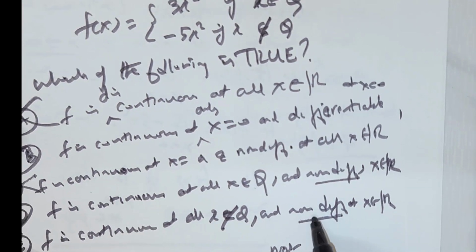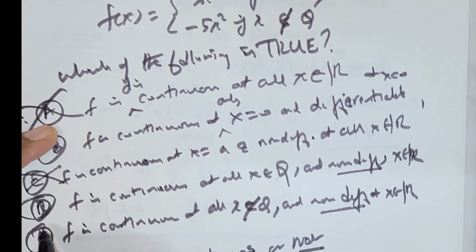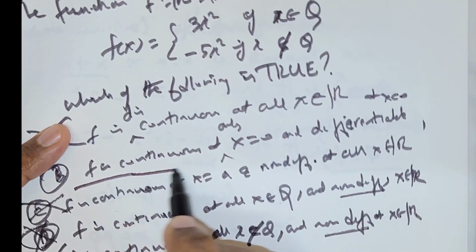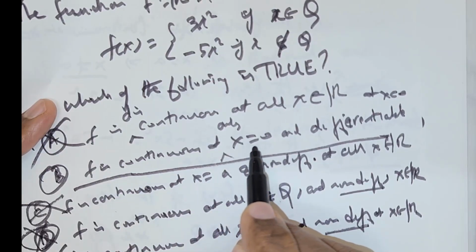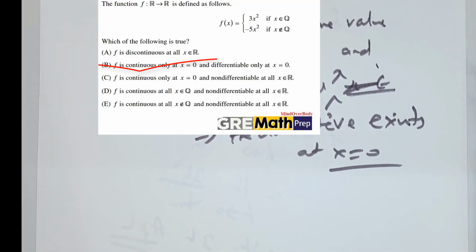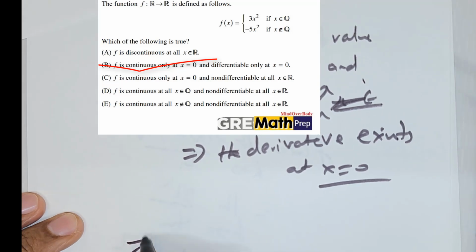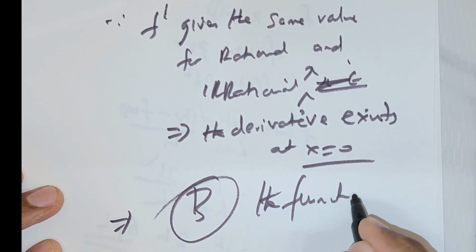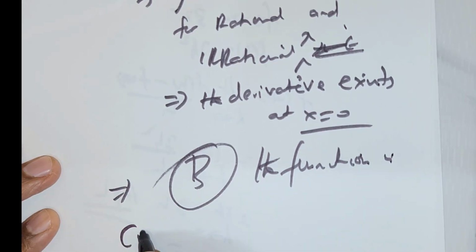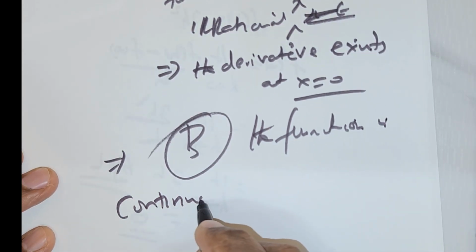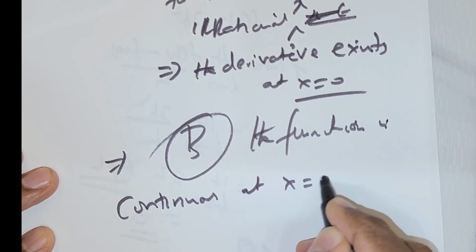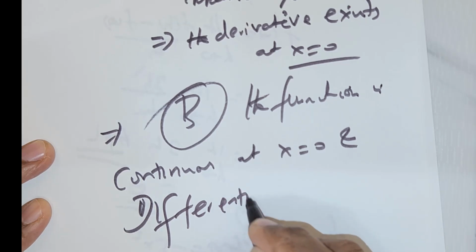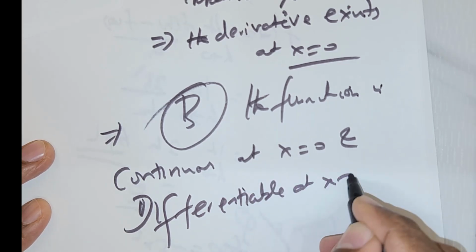See, so non-differentiability is actually a big no. So this one is off, this one is off. The only thing that is remaining here is the function is continuous at x is equal to 0 and differentiable. So this means B is the only choice. The function is continuous at x is equal to 0 and differentiable at x is equal to 0.